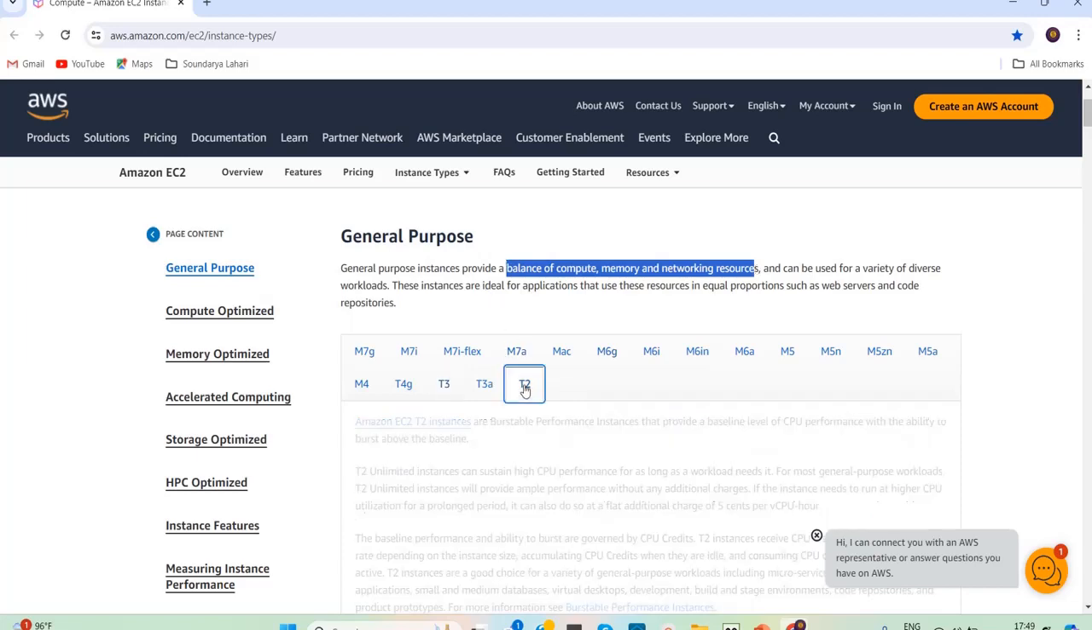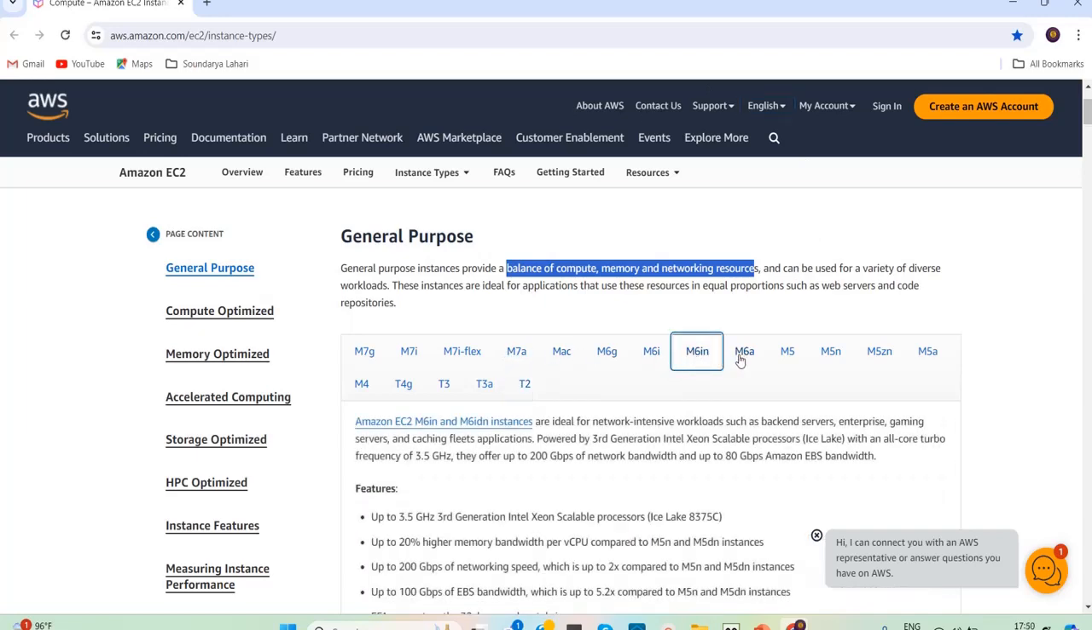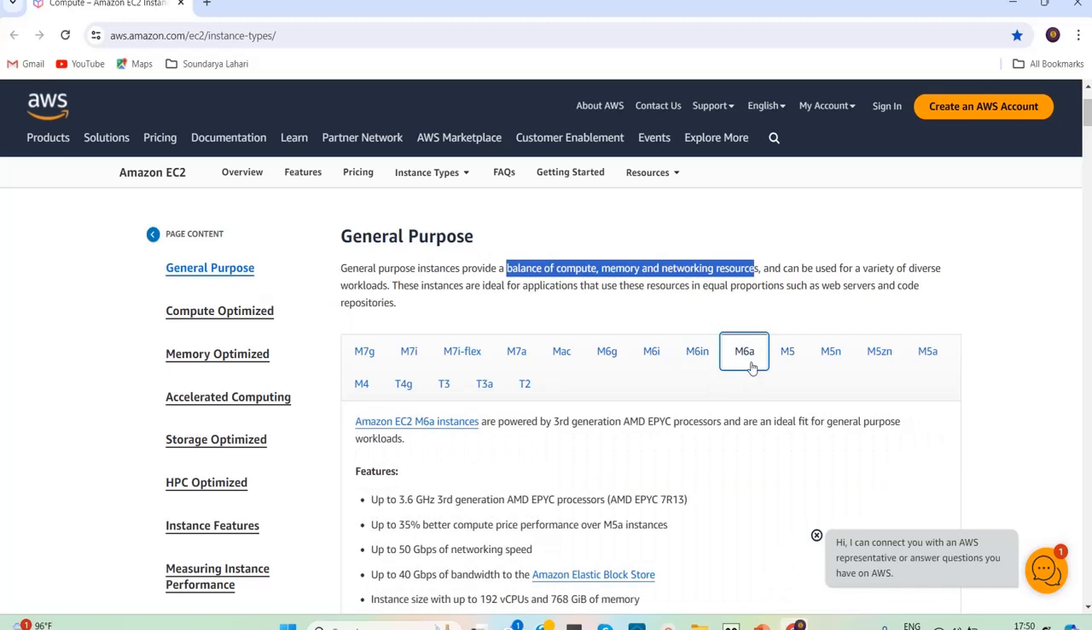Okay, this T2 is free for us for practice purposes for this one-year free trial, and it has different processors and different types. Say M6A, it is third generation AMD processors. In our laptop also, while buying a laptop, we choose the processor also, right? Intel or AMD, or another one is also there, I don't remember. So based on our requirement, we will select the processor also, right?